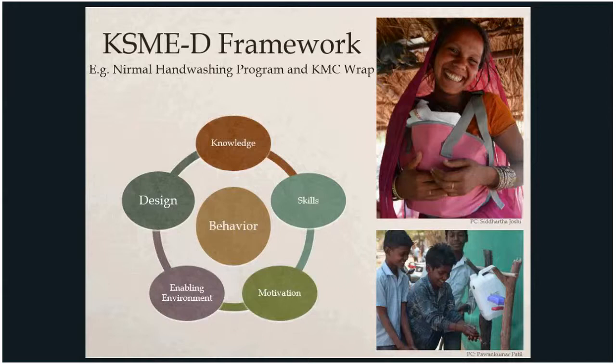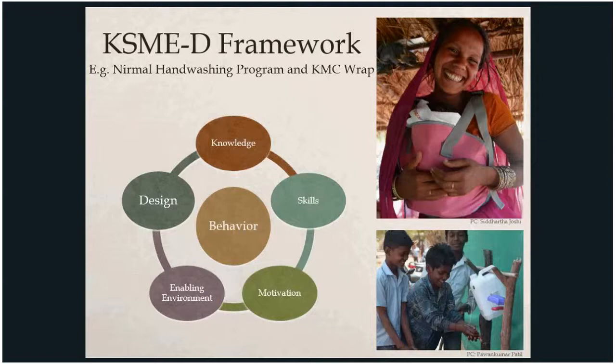We need to give these skills, not only superficial skills, but we need to give them repeatedly. We need to assess whether they are following it right. We need to build on their motivation, the existing motivation. What is their motivation for practicing the old behavior, and what is the motivation we need to provide them for practicing this new behavior? What is the enabling environment we need to provide for them to practice this?